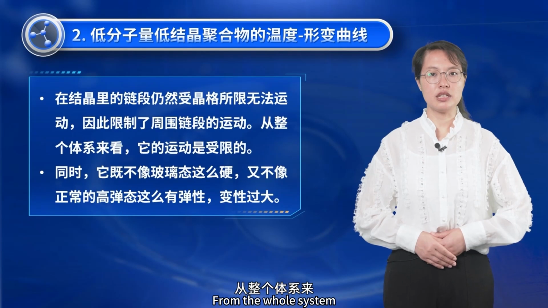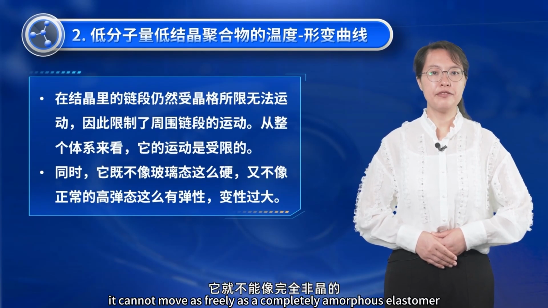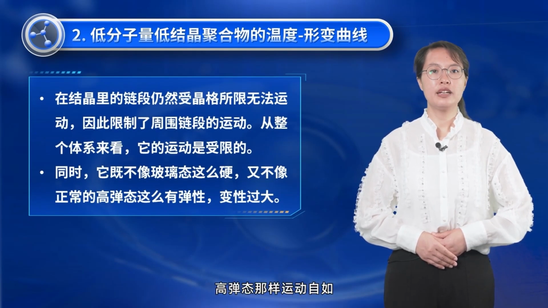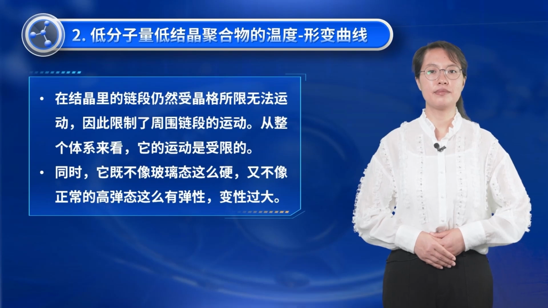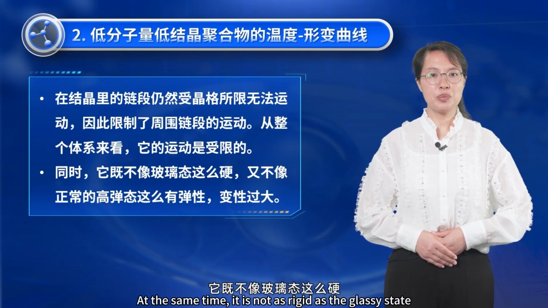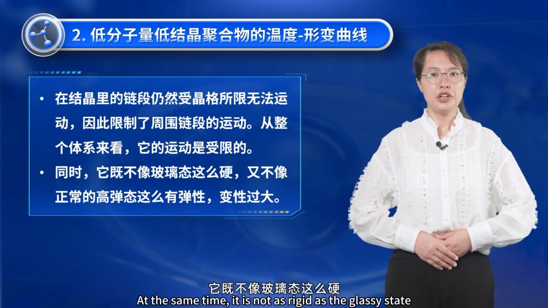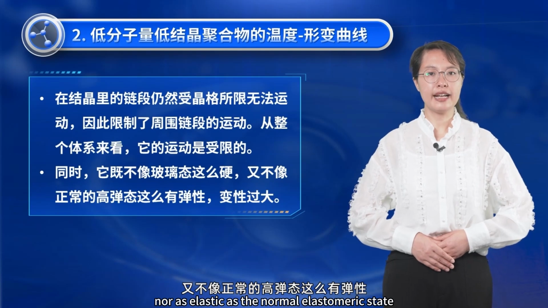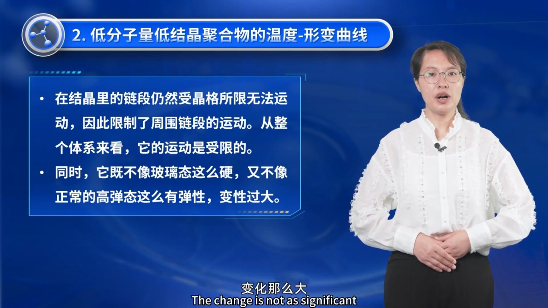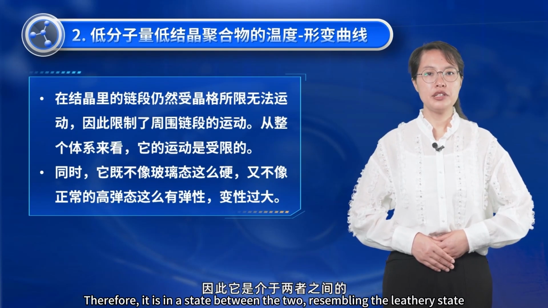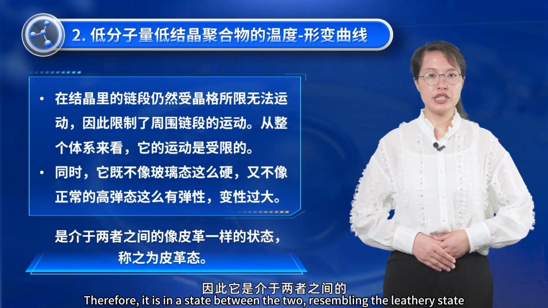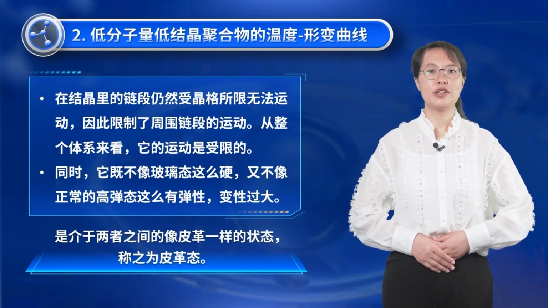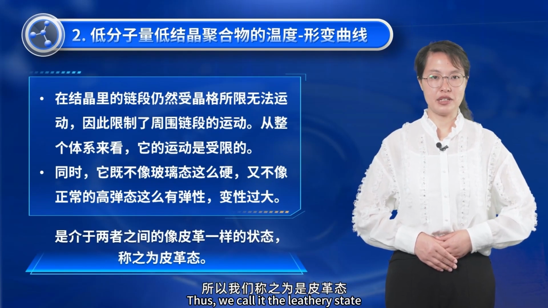From the whole system, it cannot move as freely as a completely amorphous elastomer. Its motion is restricted. At the same time, it is not as rigid as the glassy state, nor as elastic as the normal elastomeric state. The change is not as significant. Therefore, it is in a state between the two, resembling leather. Thus, we call it the leathery state.